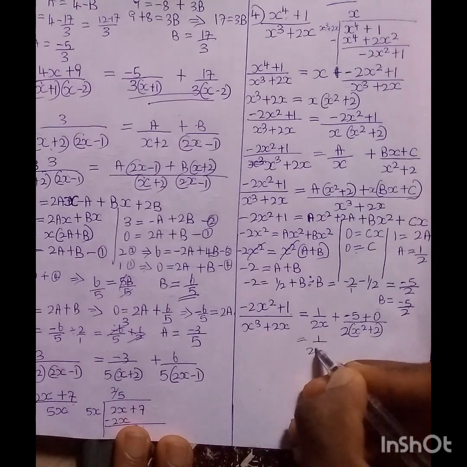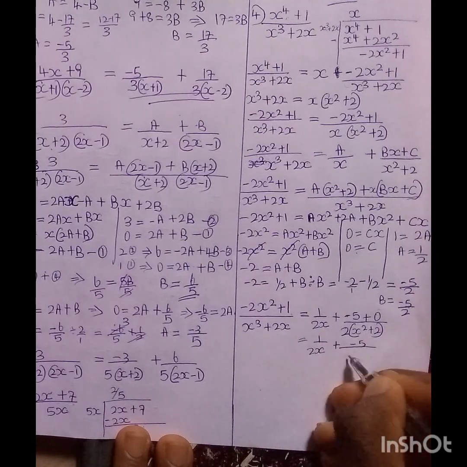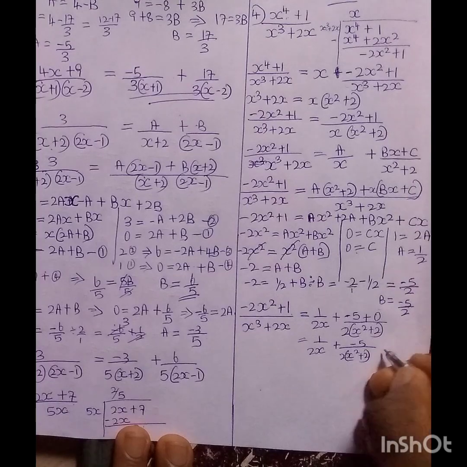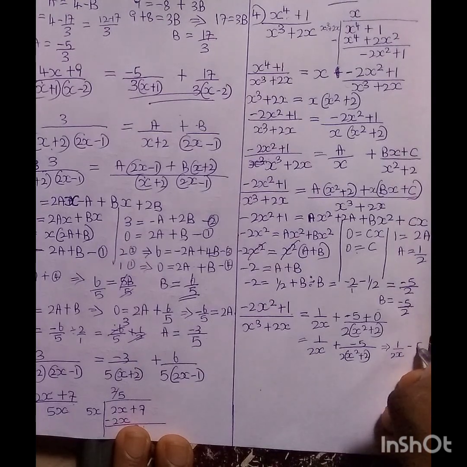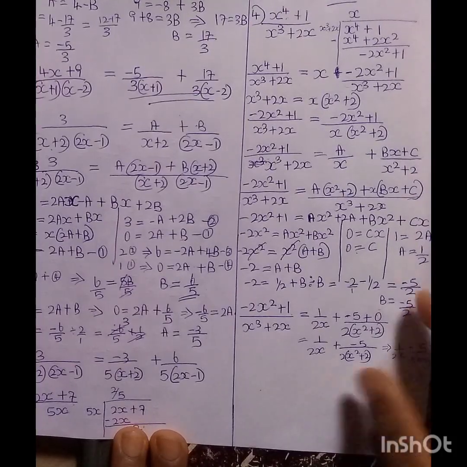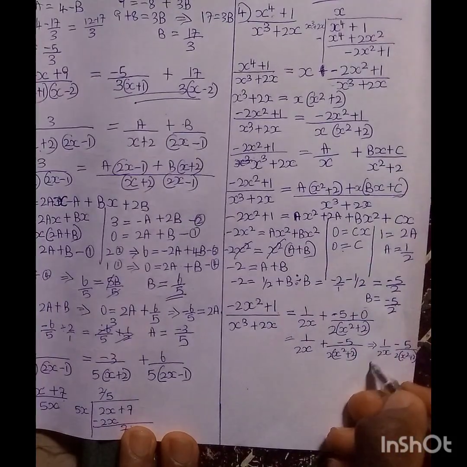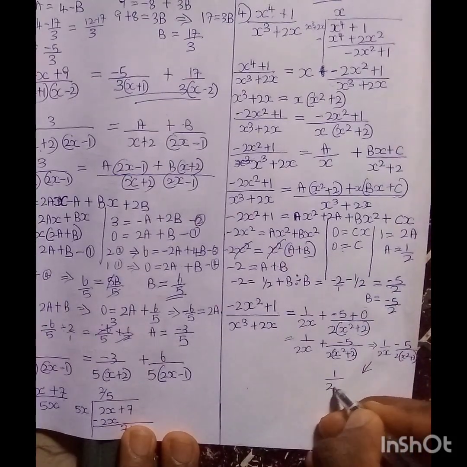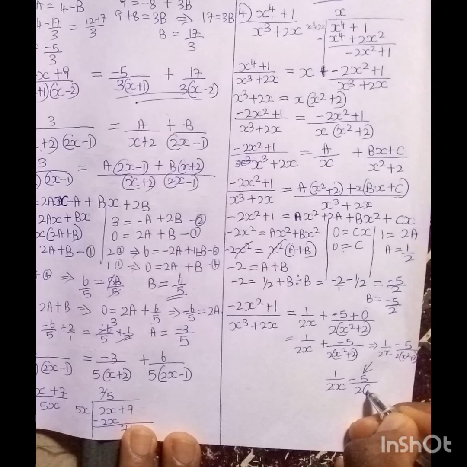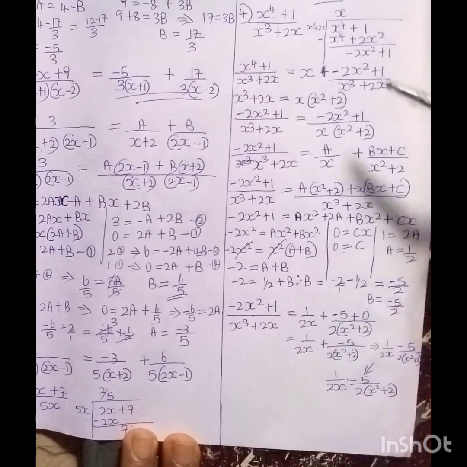That's 1 over 2x plus minus 5 over 2x squared plus 2, which is the same thing as 1 over 2x minus 5 over 2 brackets x squared plus 2, all in brackets. Sorry for that, please. Let me write it here very well. 1 over 2x minus 5 over 2 times x squared plus 2.